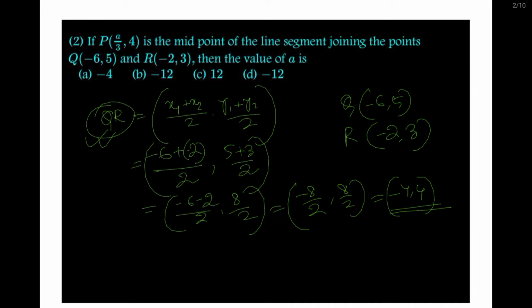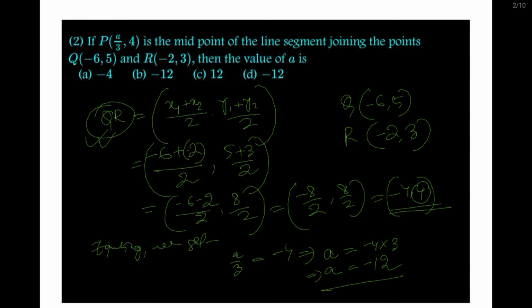This must be equated with the given point P. So equating, we get a divided by 3 is equal to -4, and on simplifying this equation we get a equal to -4 into 3, and it is nothing but -12. Is there any option like -12? a is equal to -12. The value of a is here -12, so this is the answer. That's all for this question. Let's move on to the next question.